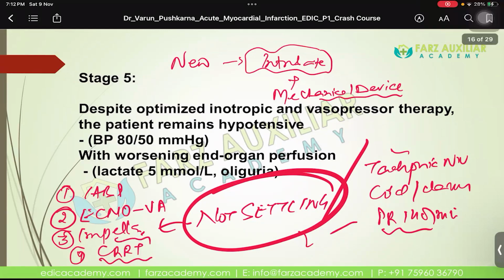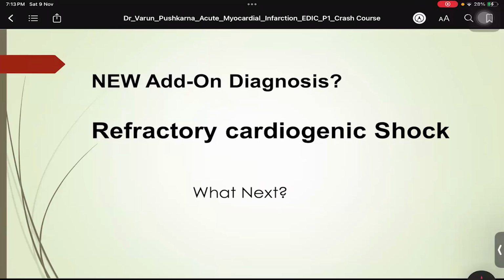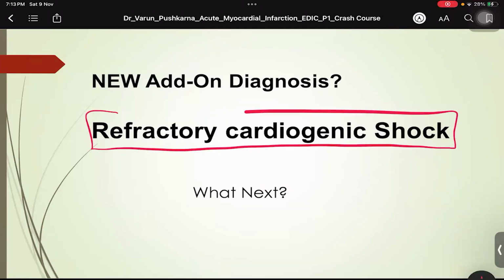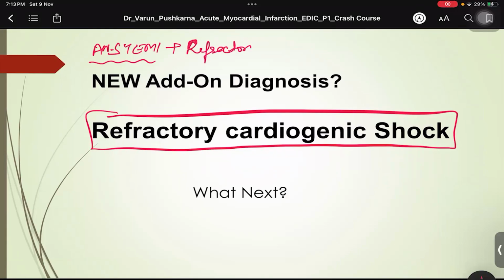Okay, fine. So the new add-on diagnosis is refractory cardiogenic shock. So we have a patient who has anterior wall STEMI. The diagnosis keeps on changing. That is how you orient your mind to take the right decision. Anterior wall STEMI with refractory cardiogenic shock, status post PCI. Okay. So what next?